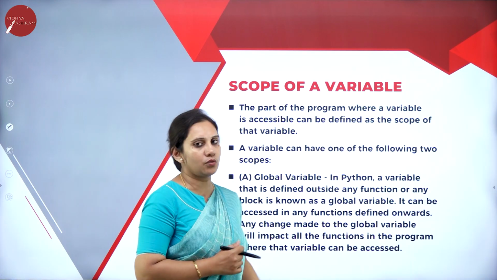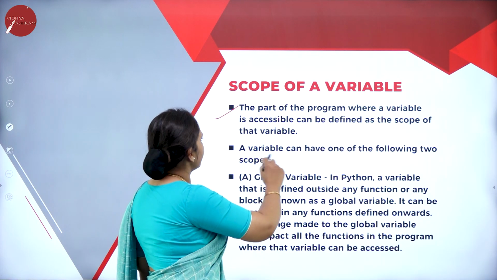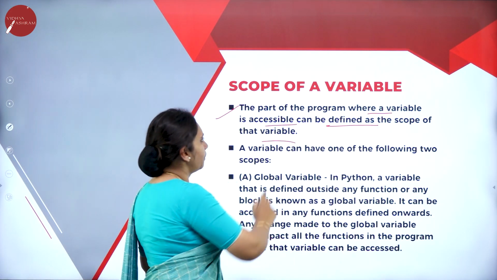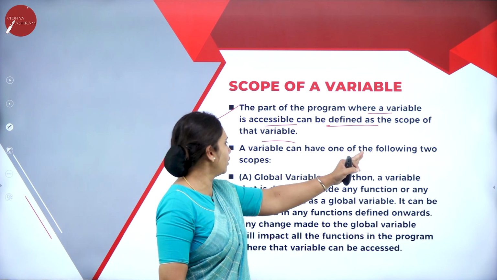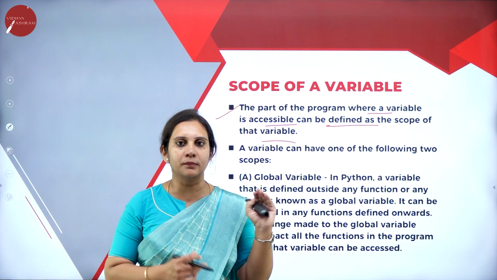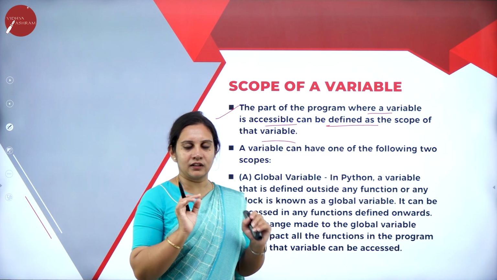Now let us understand the scope of a variable in a function. The part of the program where the variable is accessible is defined as the scope of that particular variable. A variable can have one of two scopes: one is a global variable and one is a local variable. So what exactly are the global and local variables?